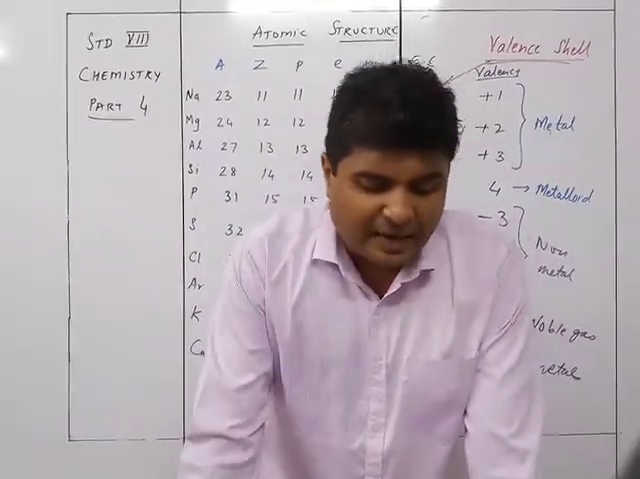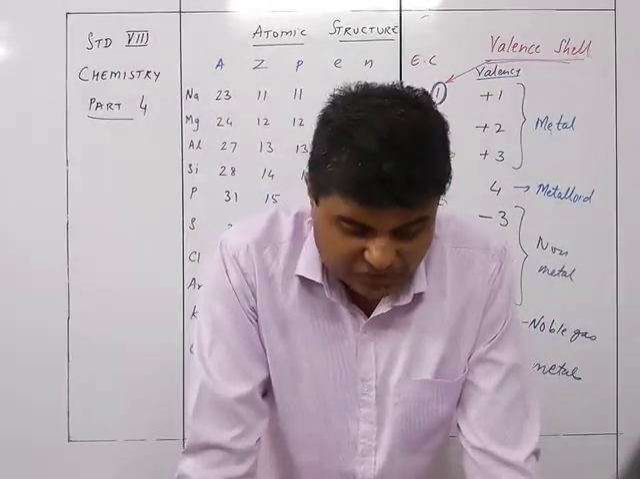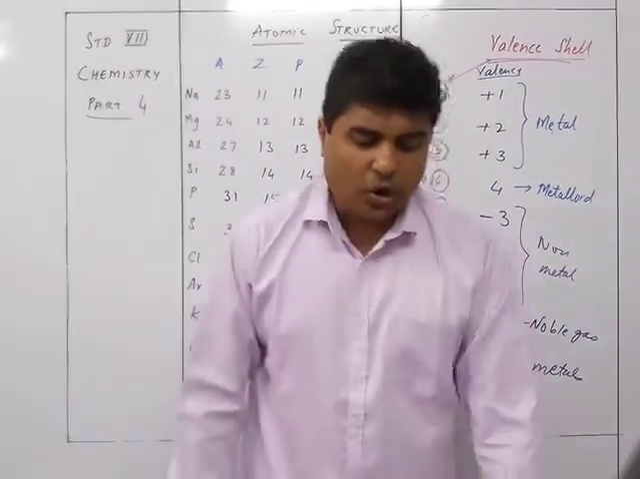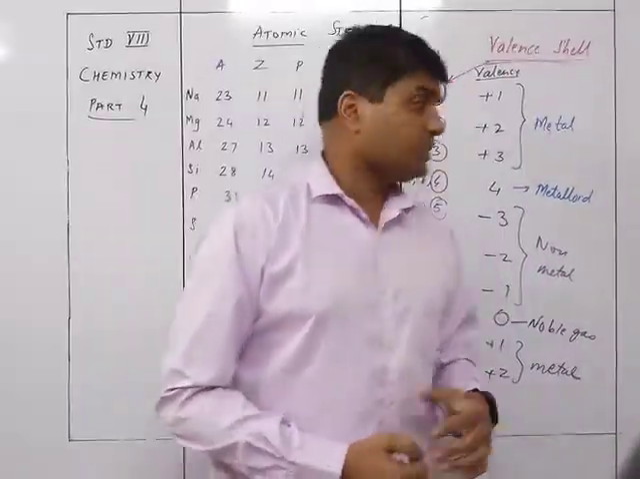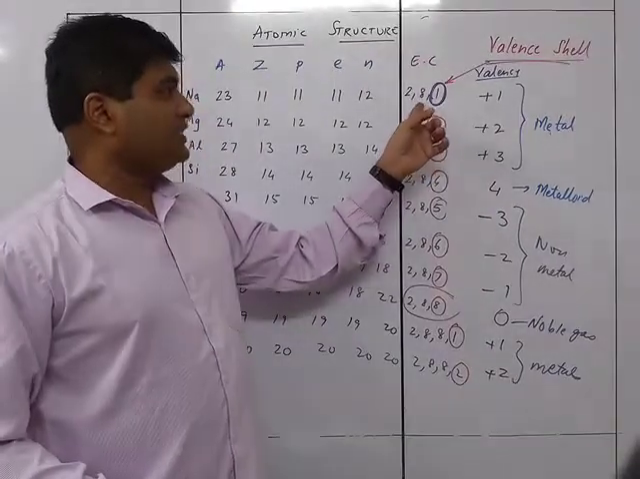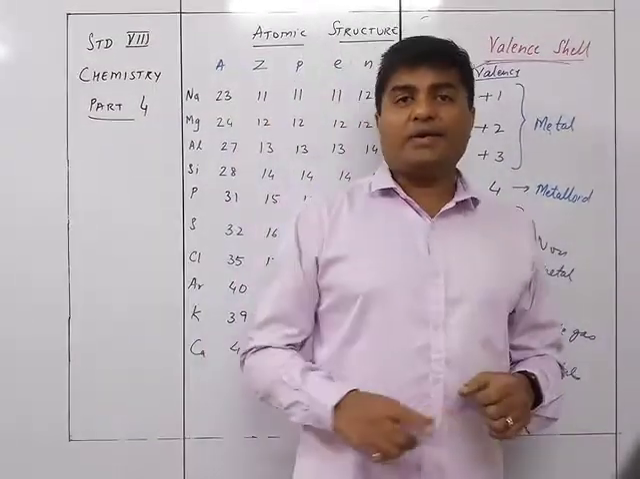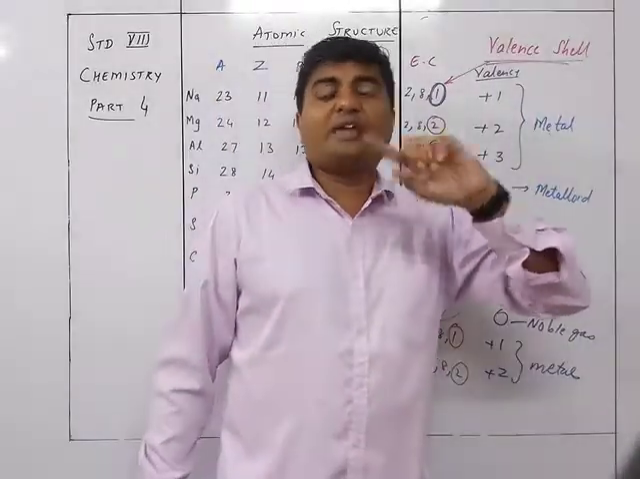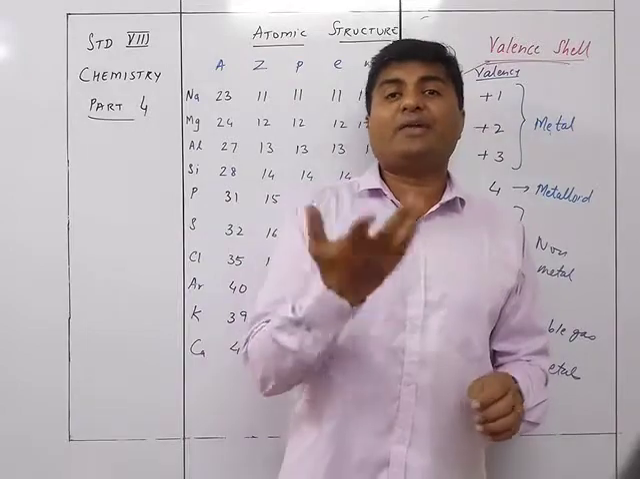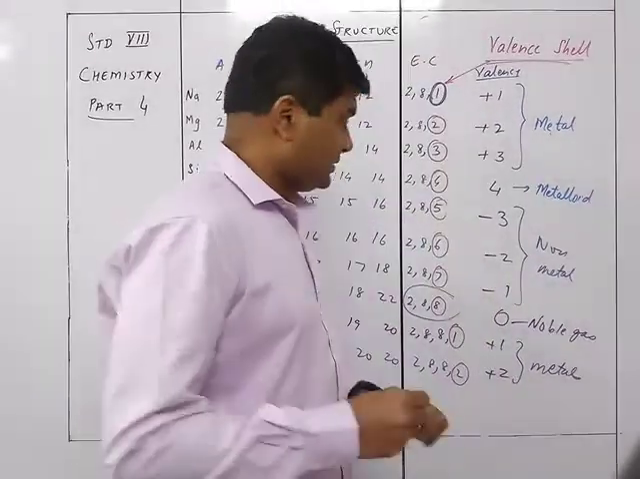Valency is the number of hydrogen atoms that can combine with or displace one atom of an element or radical from a compound. Suppose I tell you about this element, 2,8,1. It has one extra electron. If this extra electron is to be given to hydrogen, how many hydrogen atoms will be required to accept it? See, hydrogen is like this.